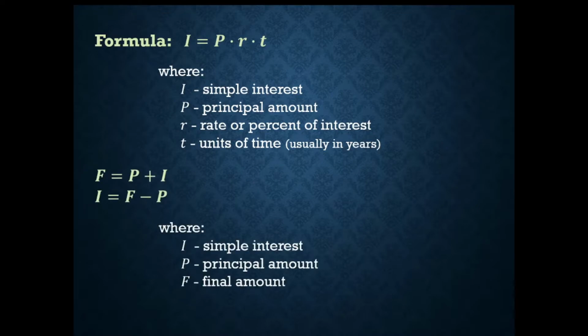Okay, and then to solve for the final amount, F is for the final amount, you just add the principal amount and the simple interest. And if you are given a final amount and a principal amount and you would like to find the interest, that would be I, which is equal to F, the final amount, subtracted by the principal amount, which is P.